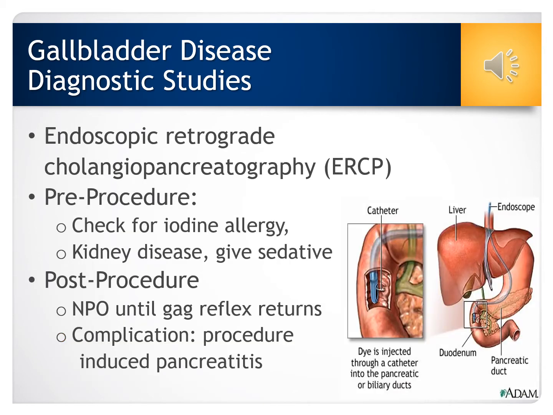So for a patient that you're preparing to go for an ERCP, it is important that you verify that the patient does not have an iodine allergy, and you verify that their kidneys are functioning appropriately. Typically, the patient will be given a sedative prior to the procedure. Post-procedure, you will want to keep the patient NPO until their gag reflex returns. A complication that can occur from an ERCP is procedural-induced pancreatitis because of the manipulation of the bile duct during the procedure.